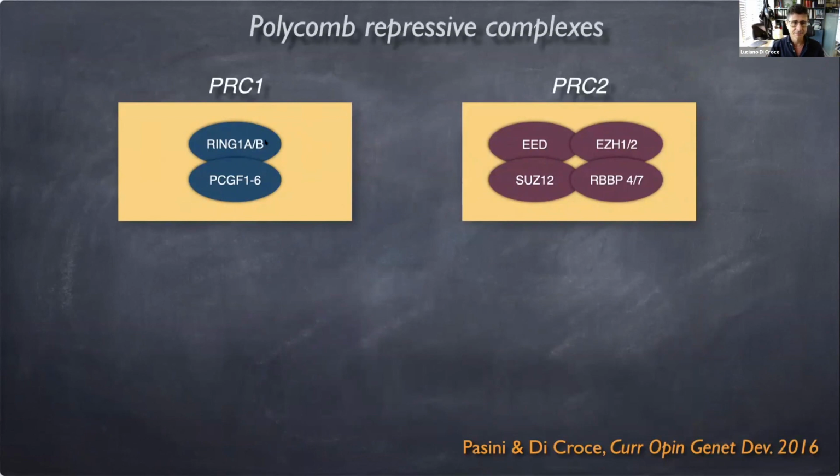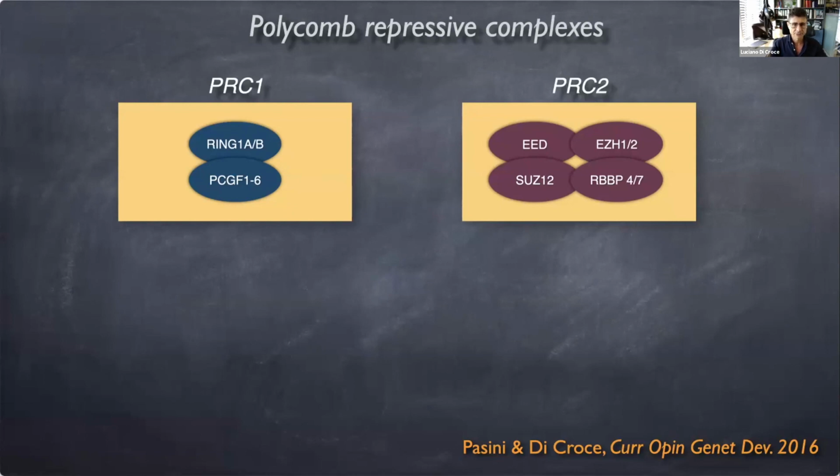Polycomb was identified in Drosophila many years ago as the group of proteins which counteract the activity of Trithorax in regulating the expression of the Hox genes. Trithorax, which you will see later in mammalian cells, is called the MLL complexes. It's a multi-protein complex which leads to gene activation, while Polycomb, which has the opposing function of Trithorax, leads to gene repression through a variety of mechanisms, which I don't have time to discuss here, but we can discuss during the question session.